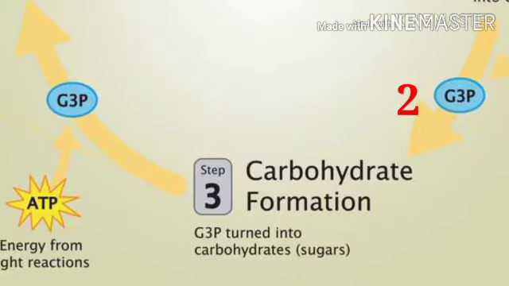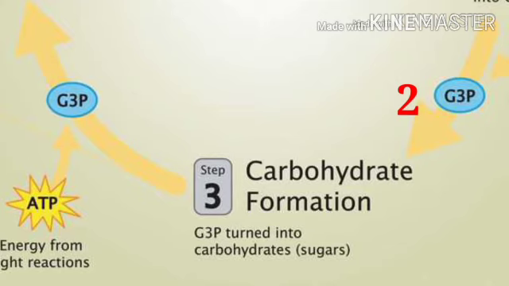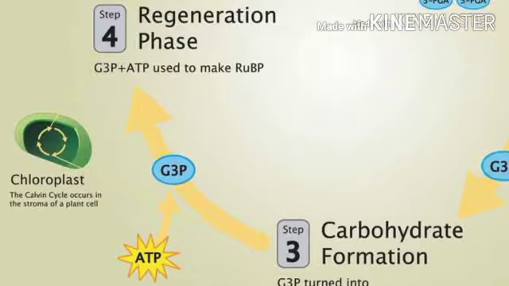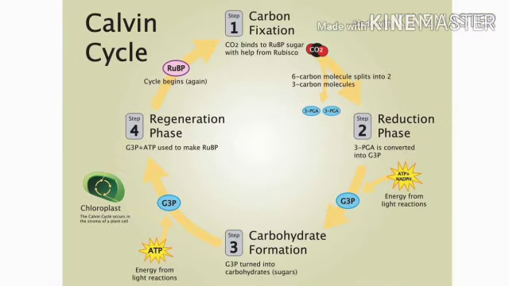The next step is carbohydrate formation. One glyceraldehyde 3-phosphate is converted into a carbohydrate, and then another glyceraldehyde 3-phosphate is used for the regeneration process. The next process is regeneration. In regeneration, glyceraldehyde 3-phosphate is again converted into RuBP using an ATP from the light reaction. Like this, the cycle will continue.